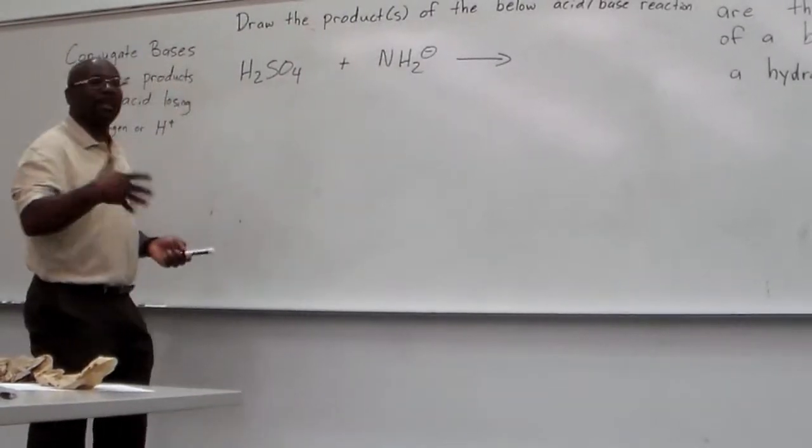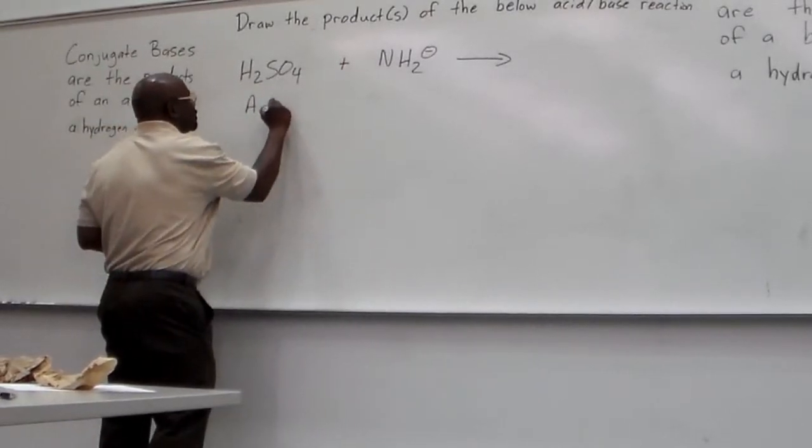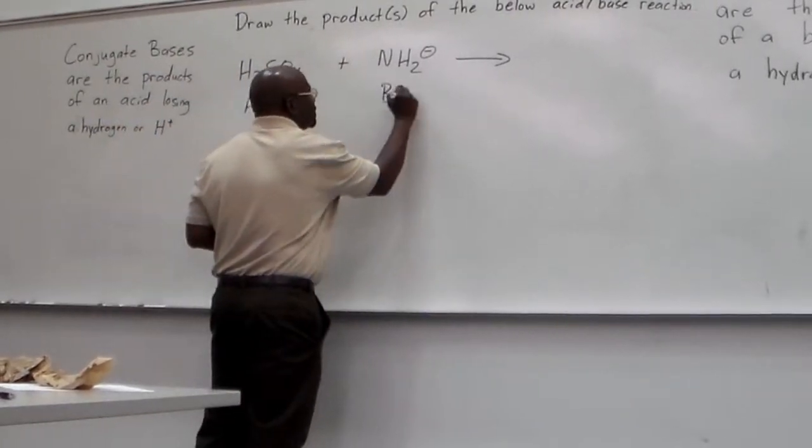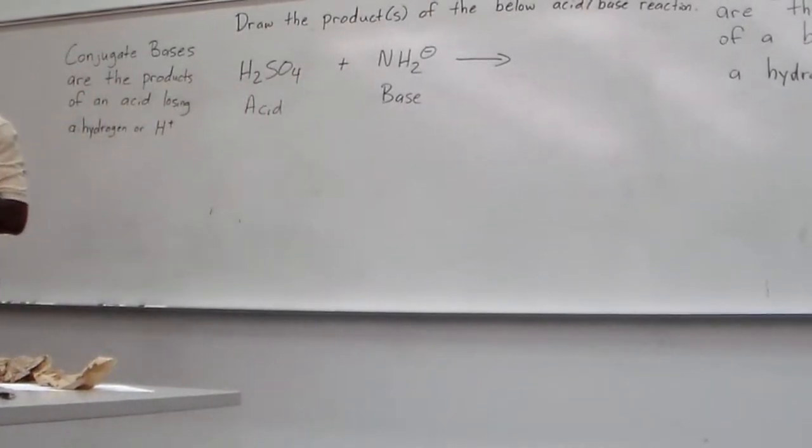So the first thing you're going to do is identify the acid and base. This is your acid. This is your base. All we're going to do is make each do what it does. What do acids like to do? Donate an H. If I lose an H, I become what? I don't have to name it first. What do I become first? HSO4.